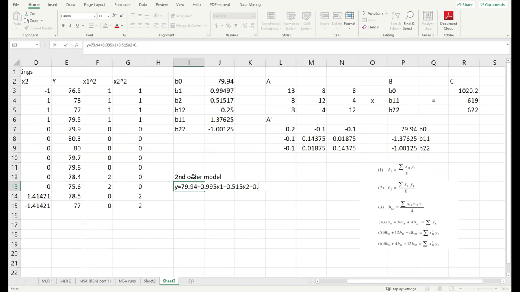This is B12. Ito mo ng B11, no? Times 0.1 negative, so that's 1-1.38 multiplied by x squared, tapos last is -1.001 x2 squared, and sorry, ito pala yung last term, and the last term is the B12 term, no, which is 0.25 x1 times x2. Okay, so this is our second order model.